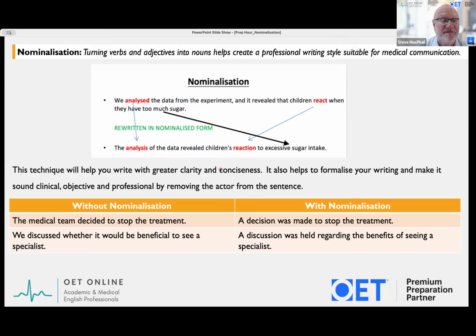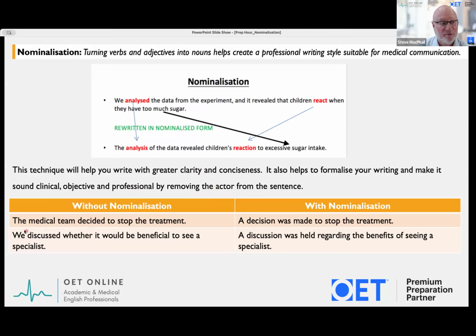by writing in a formal manner, right? That's very important. That's what we need to be able to do. As a result, we've got greater clarity and conciseness. It becomes more formal, and it sounds clinical, objective, and professional. All those elements, yep. Objective means factual, right? So clinical, objective, factual, and professional. We're removing the actor from the sentence in that process as well.